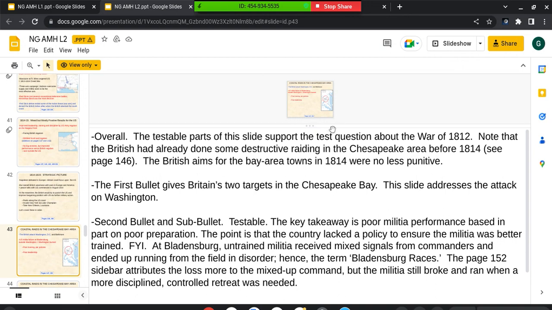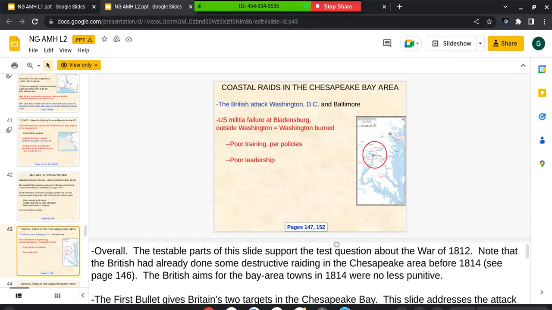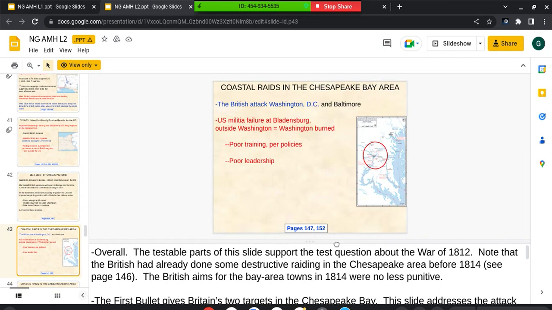Alright, more testable stuff here. There was a huge U.S. militia failure at Bladensburg. They all retreated, and it was very poorly orchestrated. It was very chaotic. It was a bunch of people running away in a disorganized fashion, which showed how poorly trained this militia was, and it showed how poor the leadership in this militia was.